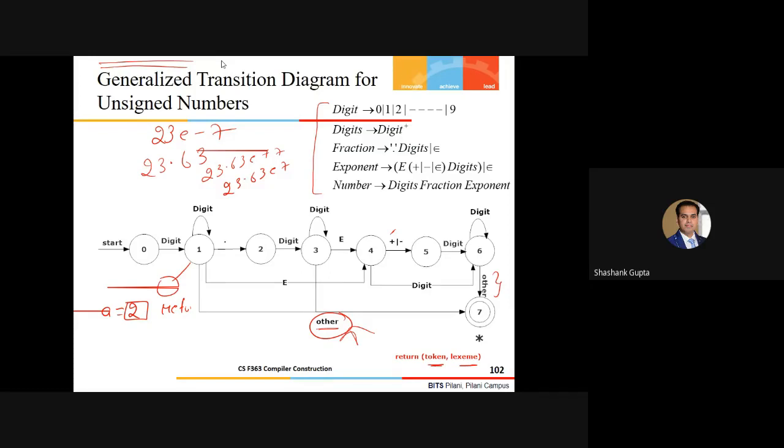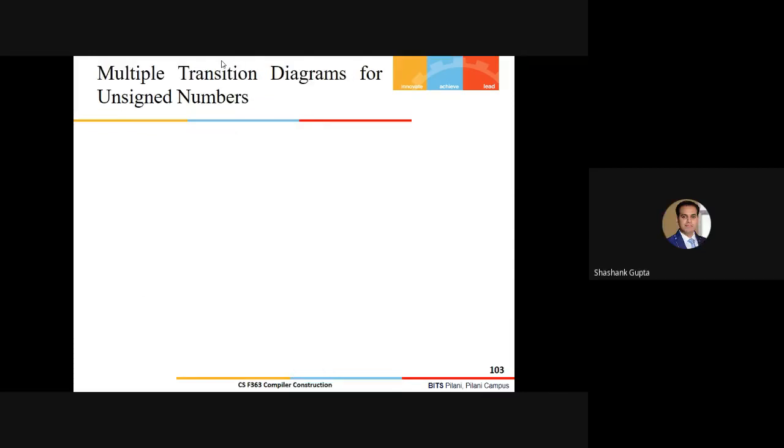My question is very simple. Can I create the transition diagrams separately for integers? Can I create separate transition diagrams, let's say, for exponent numbers? And can I create separate transition diagrams for decimal numbers, the fractional point numbers? Yes, sir. We can, right? And that's where we have to jump now: the multiple transition diagrams for unsigned numbers.